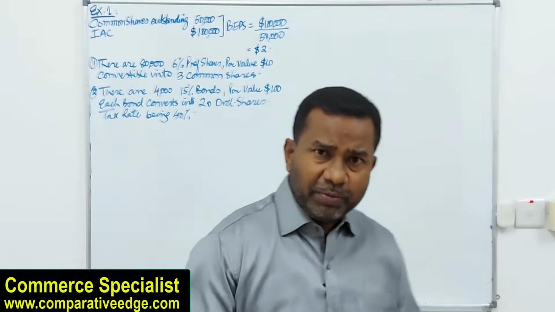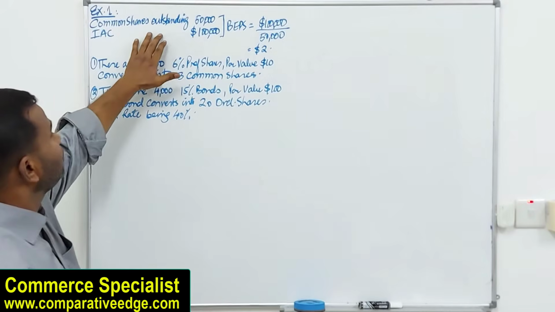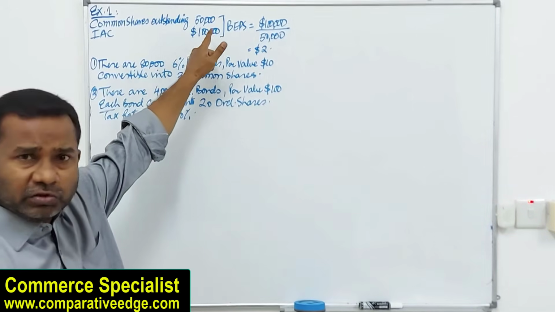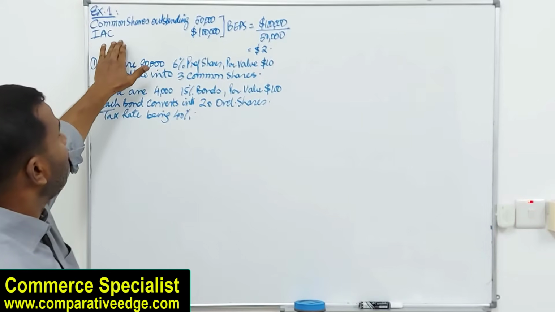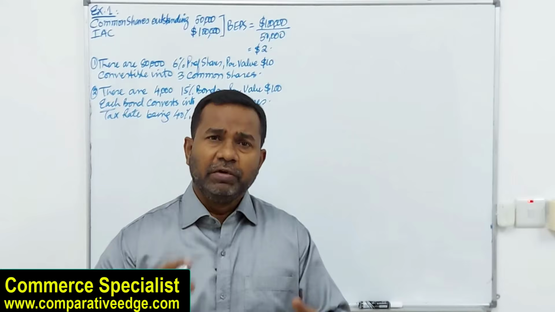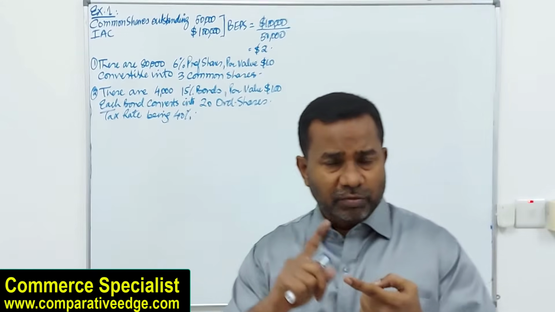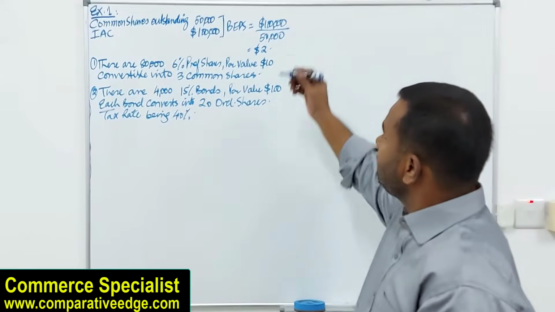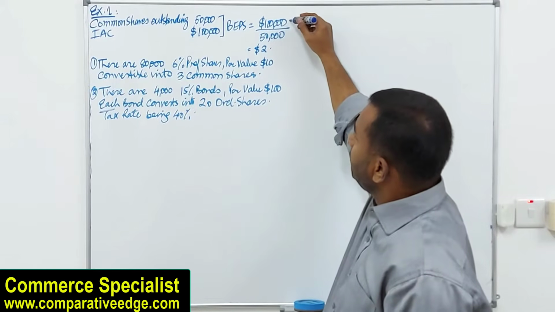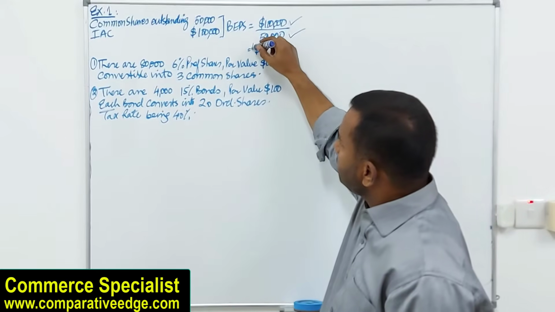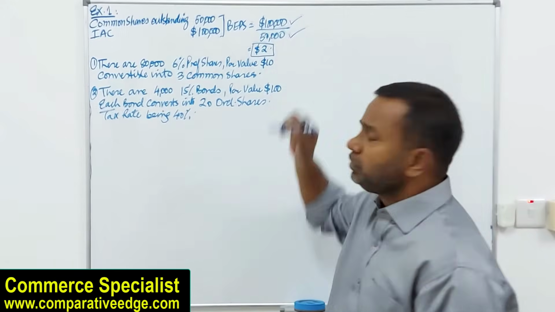So for example purposes, I have already assumed that we have weighted average number of common shares, which is 50,000 shares, and income available for common shareholders is given. So this is just given to us. We have the weighted average number of shares, we have the income available for common shares, and basic earning per share calculated here. That is income IAC divided by weighted average number of shares. Basic earning per share is calculated as $2.